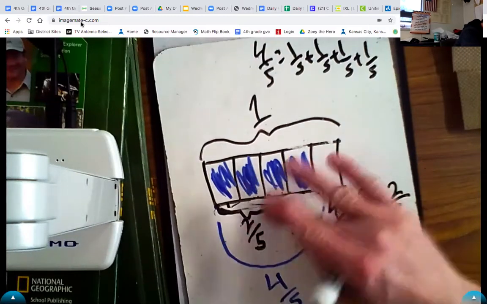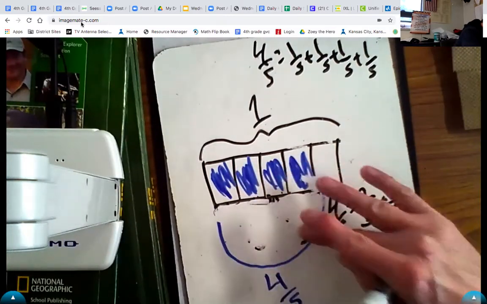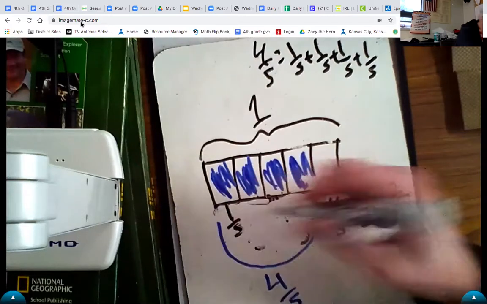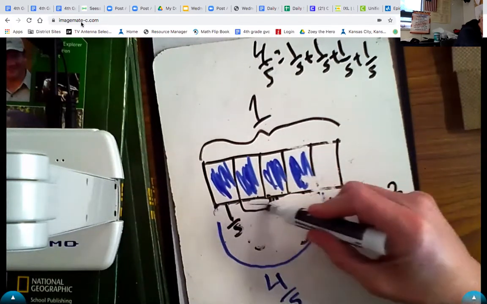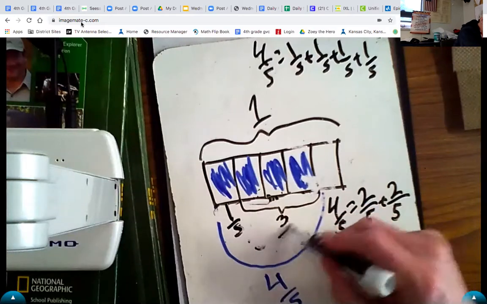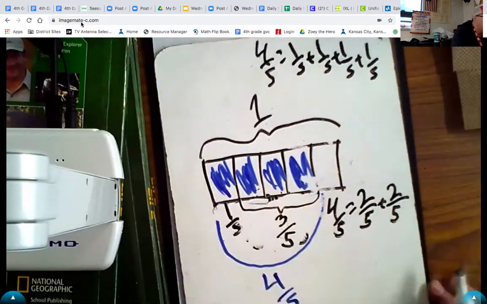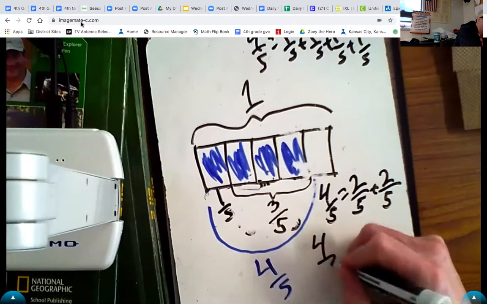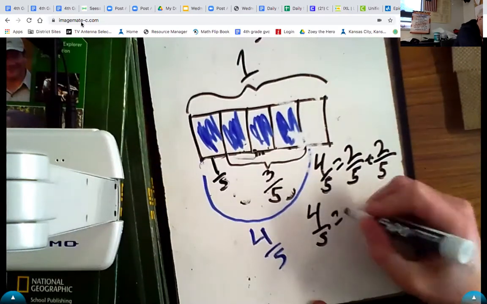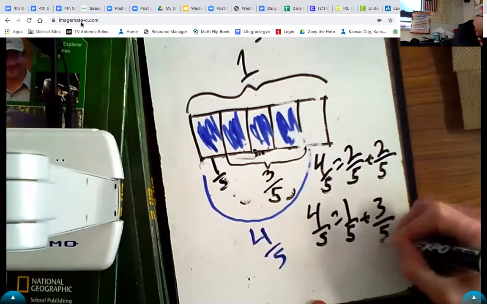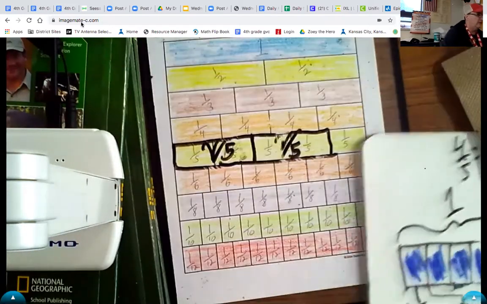And I got one. How about we go back to a unit fraction, and then let's put the rest of it all together. We got 1, 2, 3, that's 3/5. So that shows that 1/5 plus 3/5 equals 4/5. So 4/5 equals 1/5 plus 3/5. And then we can show that on here.